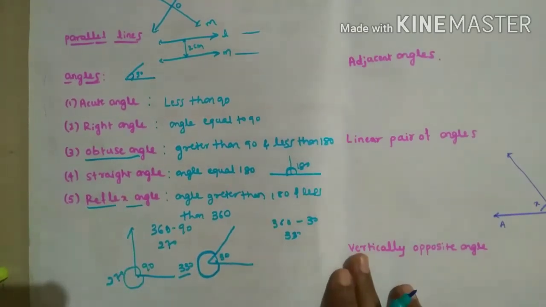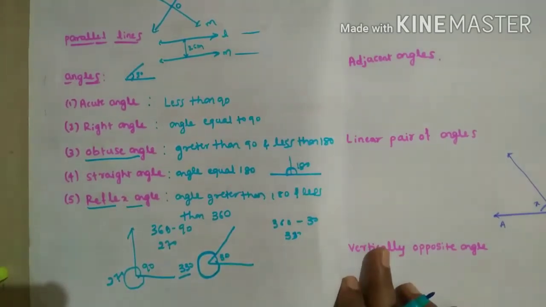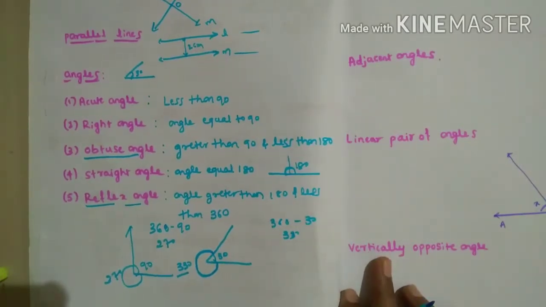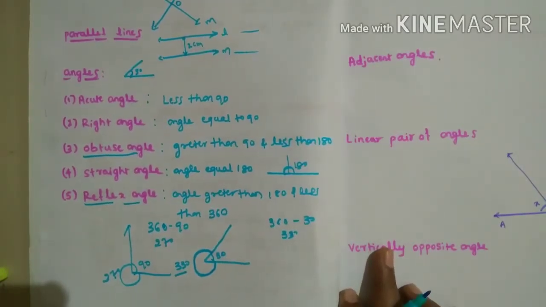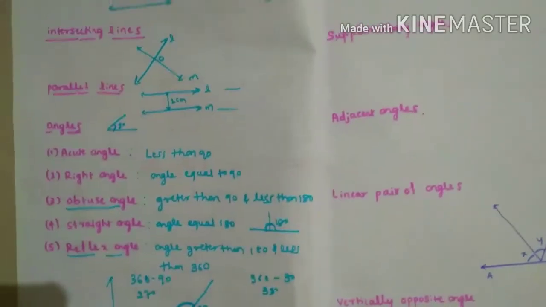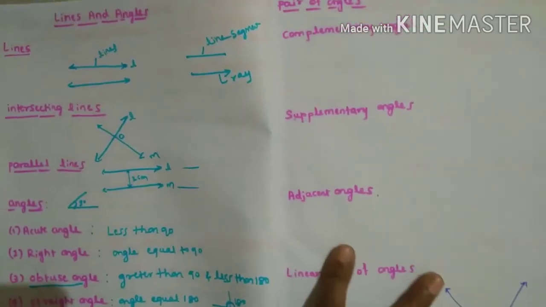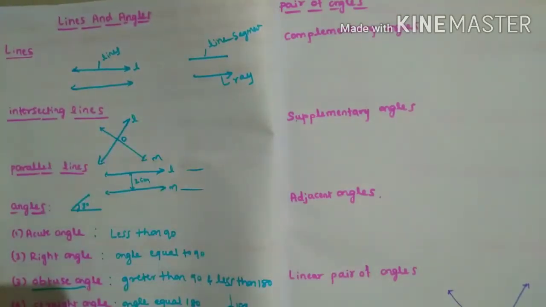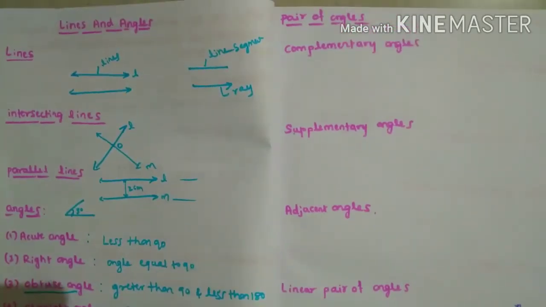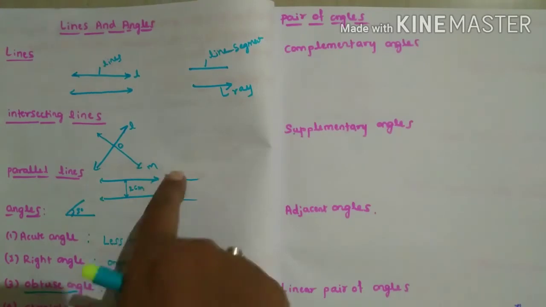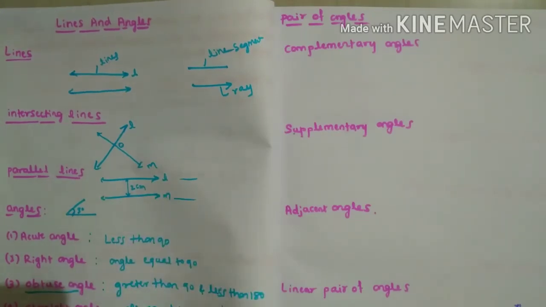Then one more last angle is the complete angle. Complete angle means the angle equal to 360 is called a complete angle. Just write like this in the classwork. Write the heading, introduction, and write about this. Now we'll see some of the angles which you don't know, or sometimes you learned also.